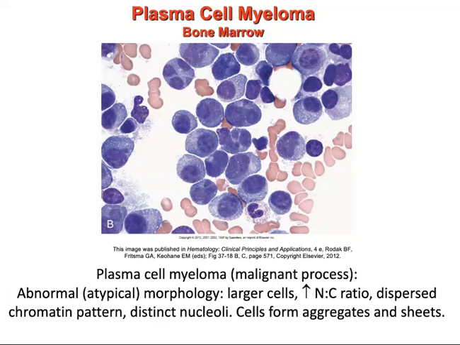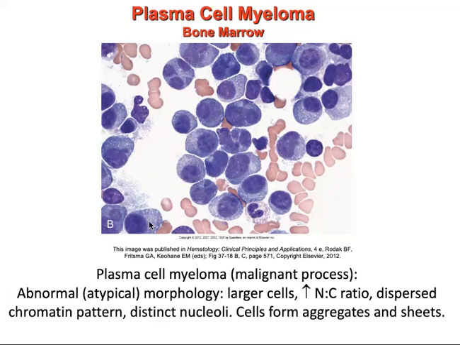The morphology is that they're large cells with a high nuclear to cytoplasmic ratio, dispersed chromatin, and distinct nucleoli. Plasma cells in the bone marrow form large aggregates and sheets. Rarely, you'll see an increase of plasma cells in the peripheral blood, but you do sometimes. But that's what a plasma cell myeloma would look like in a bone marrow slide.